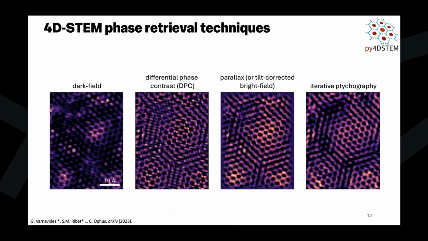On the next slide, there are a number of ways that you can recover the phase of your sample with 4D STEM. This is an example, a twisted bilayer of MoS2. Compared to the dark field imaging, all 3 of these other phase retrieval techniques perform much better. Higher signal to noise, you can see much more clearly what's going on. There are a number of approaches you can take. The first here is differential phase contrast, or DPC. Next to it, we have parallax, or tilt-corrected bright field.